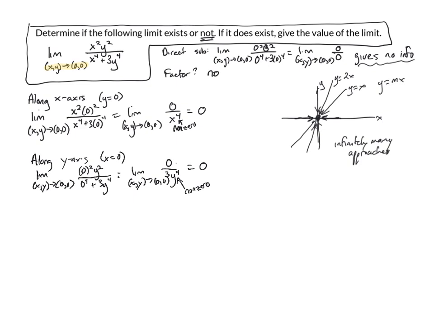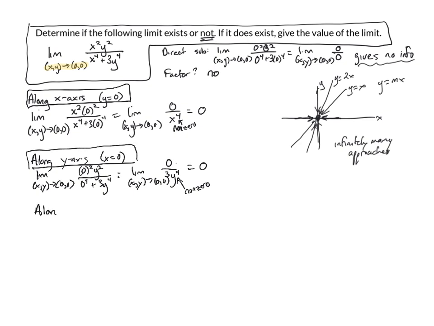And this is where you want to really watch out. I've only tried 2 of infinitely many possible approaches. Just because those 2 happen to both be 0 does not mean that this limit exists and equals 0. I can't ever use paths to prove that a limit exists and equals a certain value. So what I need to do is say, I've tried this one, I've tried this one. If those aren't enough to find something that's different, I'm going to try another one.